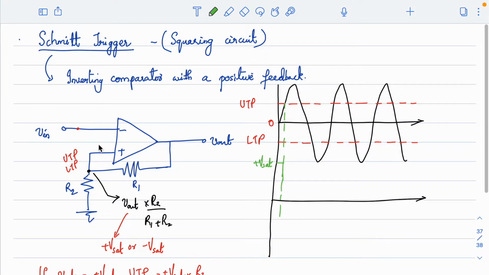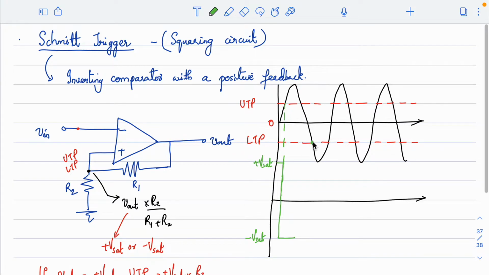which terminal is having higher voltage? The minus terminal is having higher voltage. So what will happen? The output will go to minus Vsat. The moment the input signal crosses the upper threshold point, the output will switch and go to minus Vsat. So this is minus Vsat. Soon after the output goes to minus Vsat, what happens? Now the threshold point becomes the lower threshold point, because the output is minus Vsat.